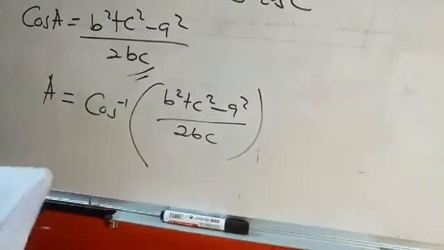So let's look at one example from the cosine rule, and then we go on to what we call the area of a triangle.